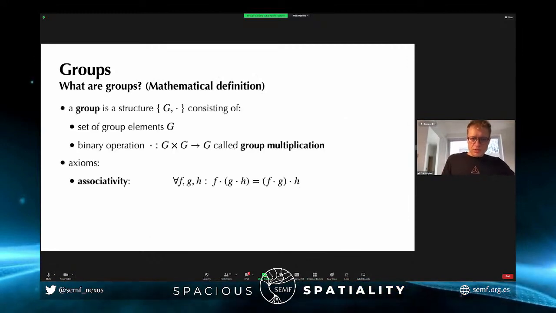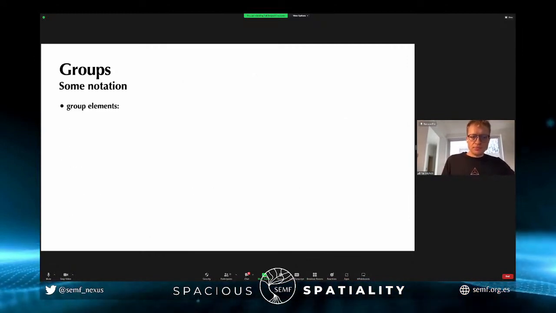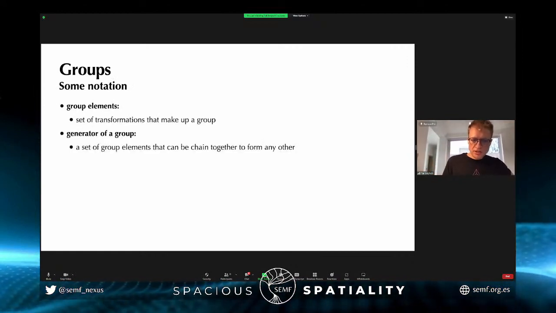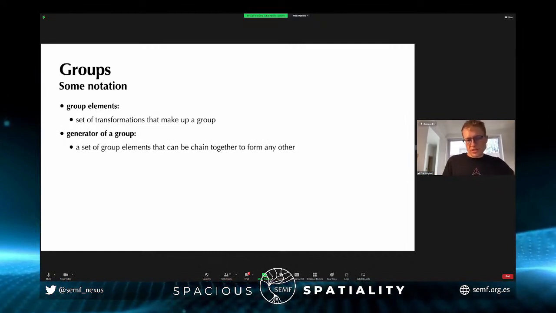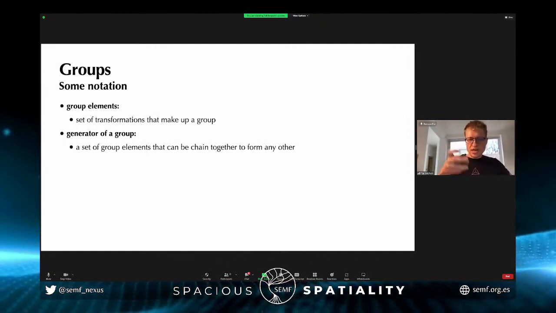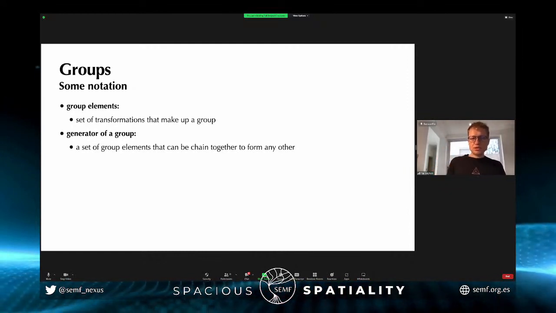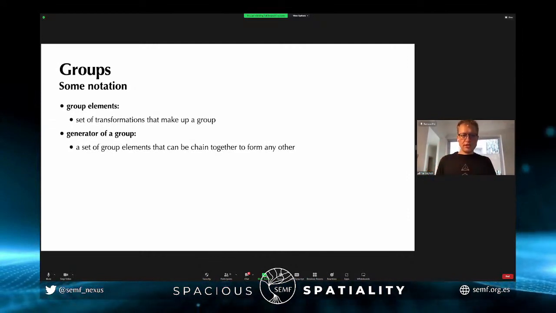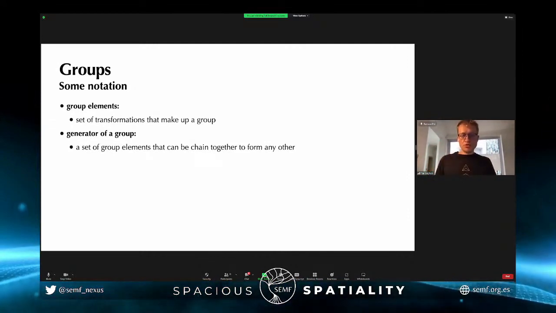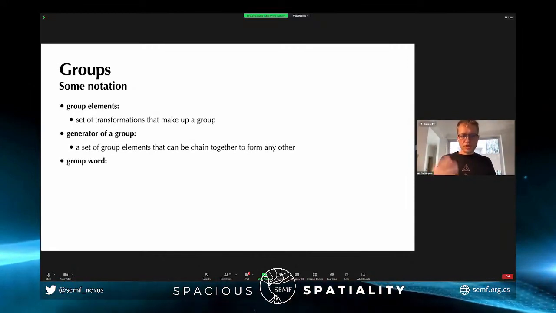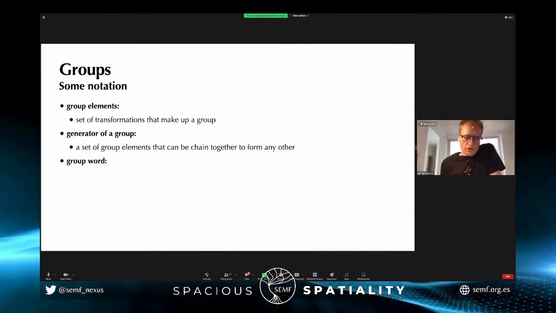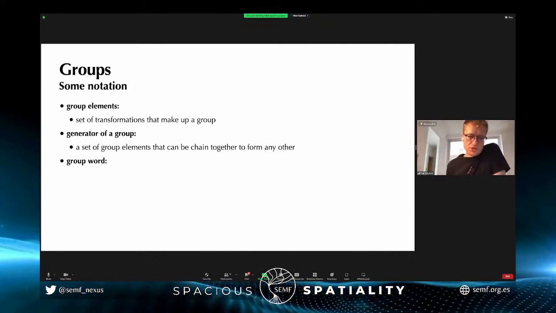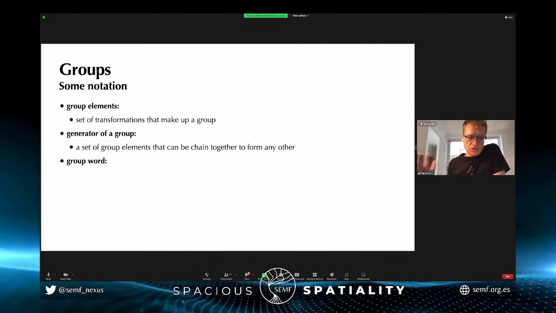Okay, there's a mathematical definition which I'm going to skip over. Some notation. The group elements are those transformations that make up the group. Generators of a group are a collection of elements that together you can combine in suitable ways to make any transformation in the group. If you have things that are universal like that, then they're kind of primitive in some sense, and those form a generating set of the group. A group word is just, when I write FGH, for example, that's a group word. It's usually with respect to generators, so F, G and H are the generators.